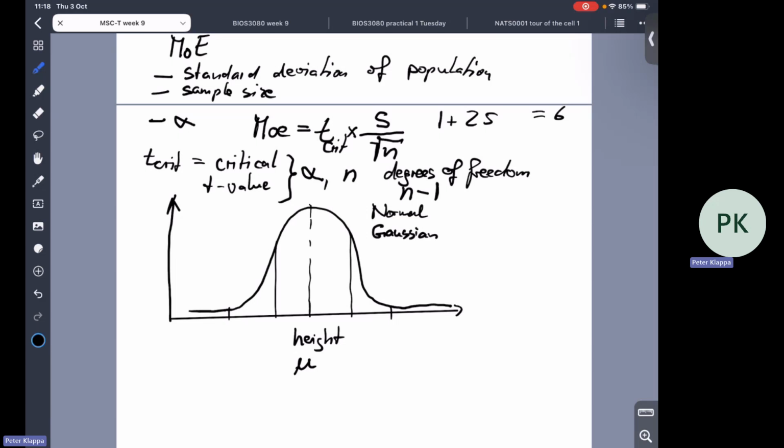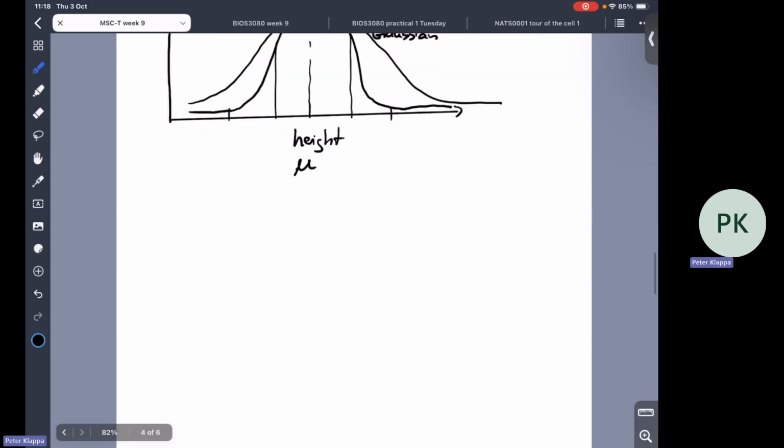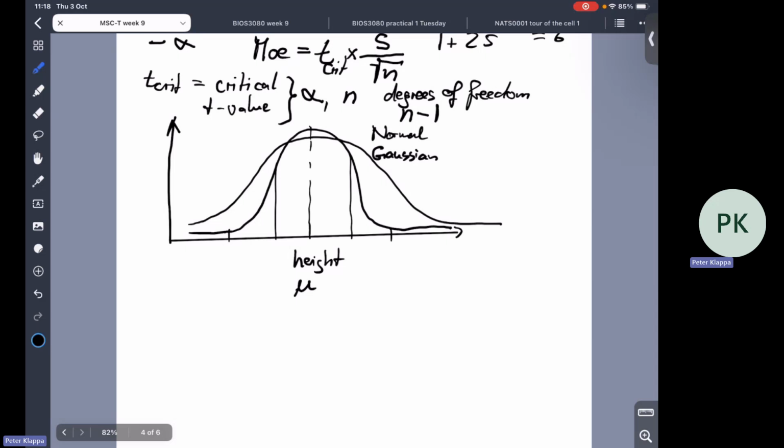The t distribution looks very similar, but has just a little bit fatter tails. Looks a little bit like that. And this t distribution, there is not just one t distribution, there are several t distributions depending on the degrees of freedom. But we don't need to worry about that for the time being. So that is what this t value indicates.